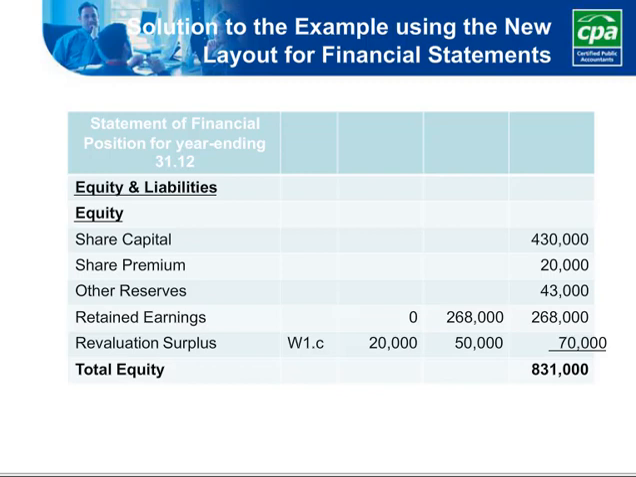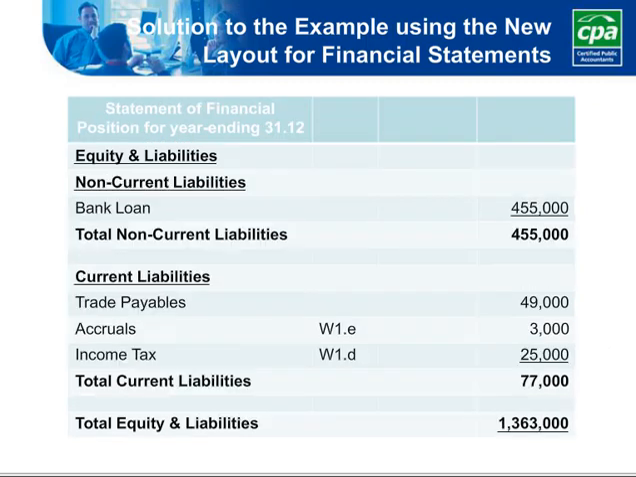The revaluation surplus brought forward was 20,000, and to that we add the 50,000 from other comprehensive income to give a closing figure of 70,000. And therefore we ensure the equity section has been increased in total by 318,000, which was the total comprehensive income figure when we prepared the statement of comprehensive income. And this shows where the statement of comprehensive income feeds into our statement of financial position under this equity section. So our total now for equity is 831,000.